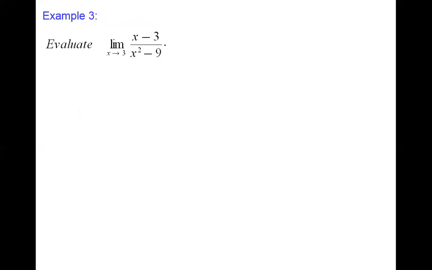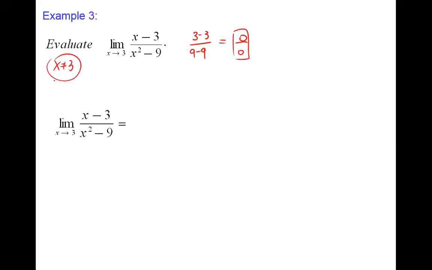Evaluate the limit as x approaches 3 of the function (x - 3)/(x² - 9). I can definitely see that I have 3 - 3 and 9 - 9. This is my case, 0 over 0, because the function is not defined at 3. But that's not a problem for the limit. Let's find the common factor, factor out, and get the answer.